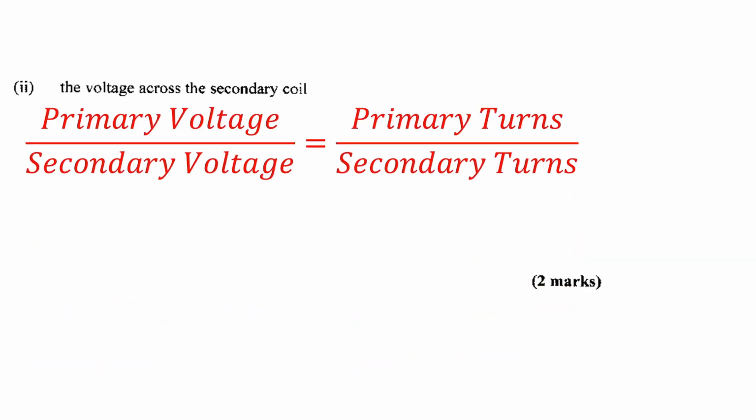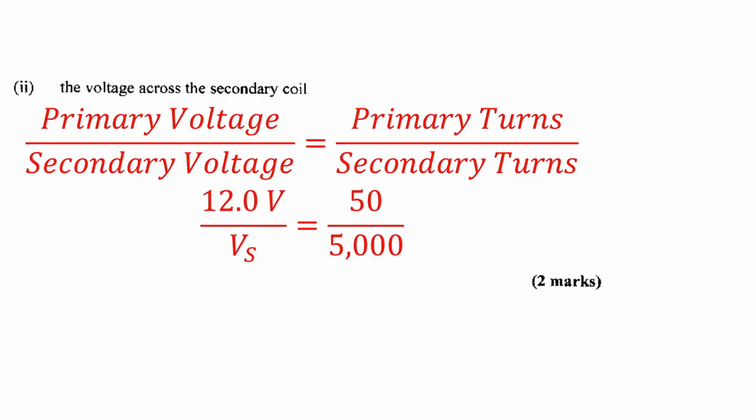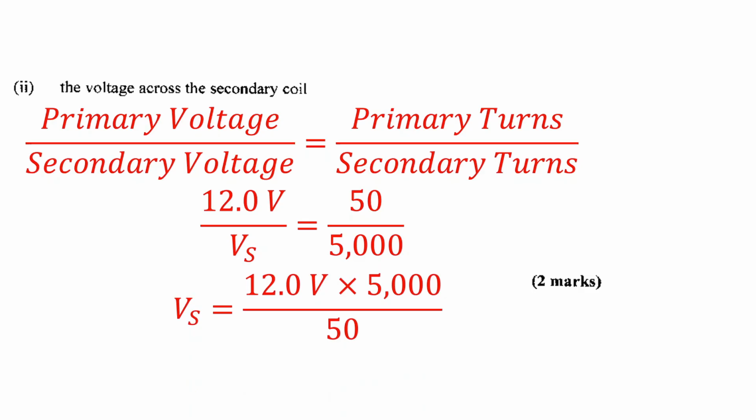Next, we're to calculate the voltage across the secondary coil. So here is where we'll use the formula, primary voltage over secondary voltage equals primary turns over secondary turns. And using the information I was given, we know primary turns is 50, secondary turns is 5,000. We were given the primary voltage is 12.0 volts. So the secondary voltage, V sub S, we will calculate by multiplying 12.0 times 5,000 and dividing it by 50. So the secondary voltage is 1,200 volts.